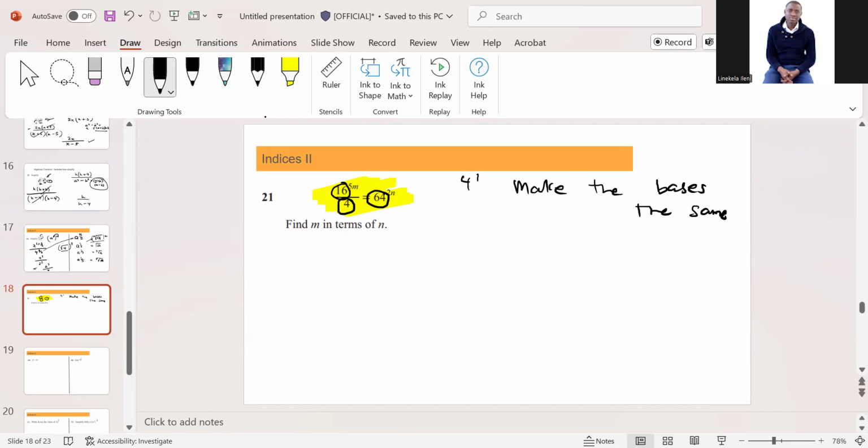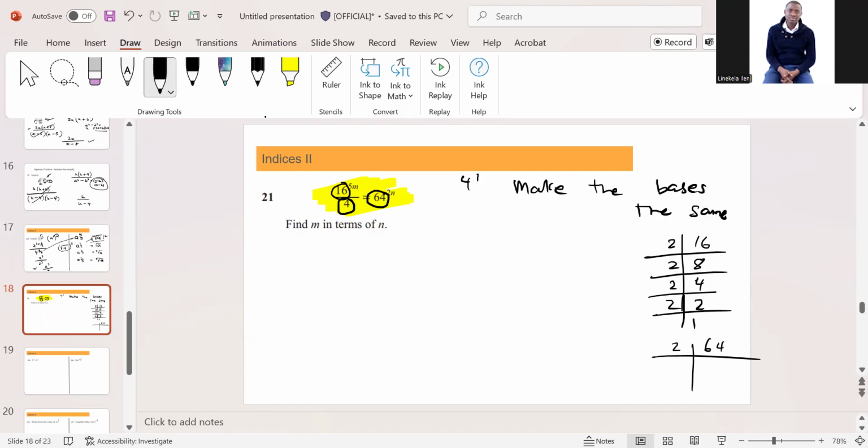Now, whenever you want to make the bases the same, you can always use prime factorization. So 16: 2 into 16 is 8, and 2 into 8 is 4, and 2 into 4 is 2, 2 into 2 is 1. And this you can just do in pencil, quick, quick. And then you move on to the next ones.